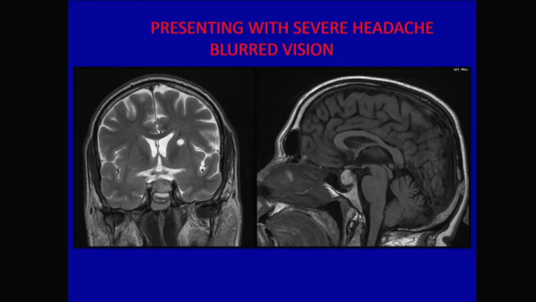Now this is a patient who presented with severe headache and blurred vision, and on imaging what we see is a bulky pituitary gland which is bright on T2. Pituitary stalk is displaced to the right. But more importantly, you see that the gland is also bright on T1. So that indicates hemorrhage within the pituitary, and that is a classical pituitary apoplexy. So generally it's an adenoma which undergoes hemorrhage.